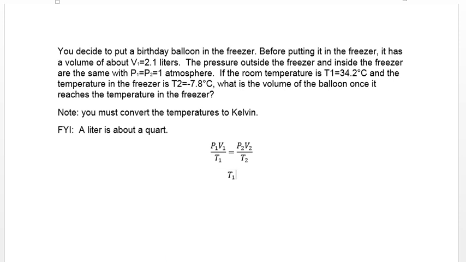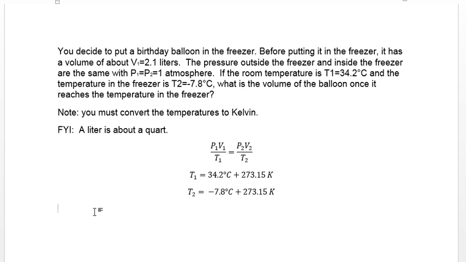And we've got to take T1, which is 34.2 degrees C, and add 273.15 to it to convert it to Kelvin. And we've got to take T2 and do the same thing, minus 7.8 degrees C plus 273.15 Kelvin. So for both of those, we've got to take into account the fact that to use this equation, our temperature has to be in Kelvin.